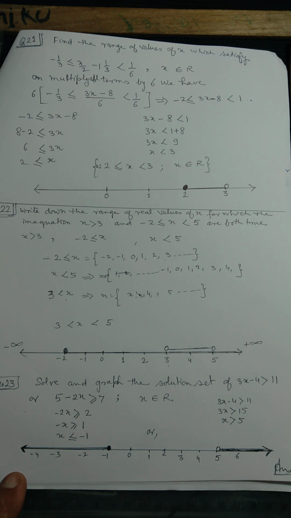Find the range of x which satisfies minus 1 by 3 less than or equal to x by 2 minus 1 and 1 by 3 less than 1 by 6, where x belongs to real. Graph these values of x on the real number line.